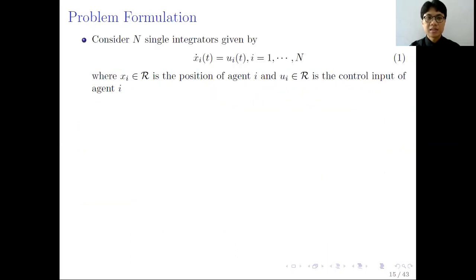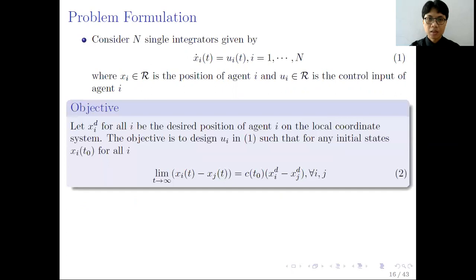We consider n single integrator agents given by equation 1. xi in equation 1 is the position of agent i, and ui is the control input of agent i. The objective is stated here. If we let xid for all i be the desired position of agent i on the local coordinate system, then the objective is to design the ui in equation 1 such that for any initial states for all i, we have equation 2 to be satisfied.